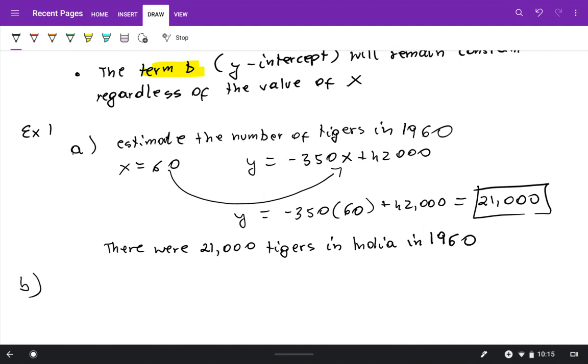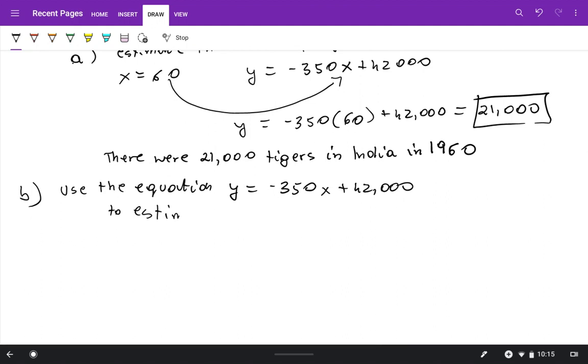Part B, I will show you the graph in a second. Part B will be: use the equation y is equal to negative 350x plus 42,000 to estimate the number of tigers in 2015. So now we're talking about the year 2015.